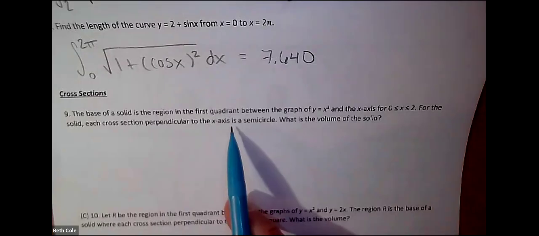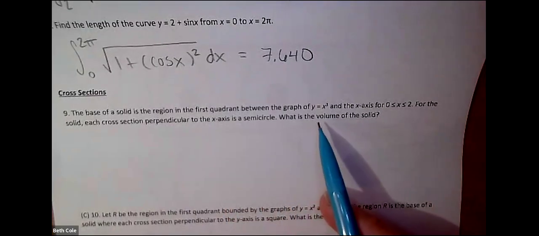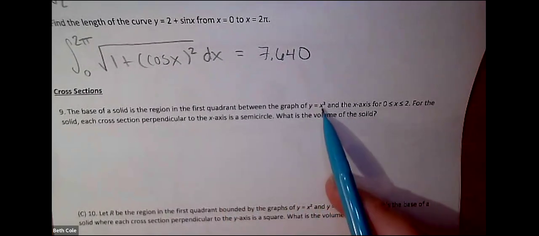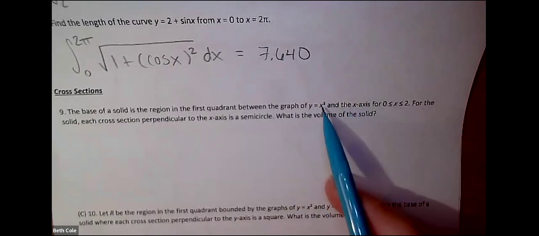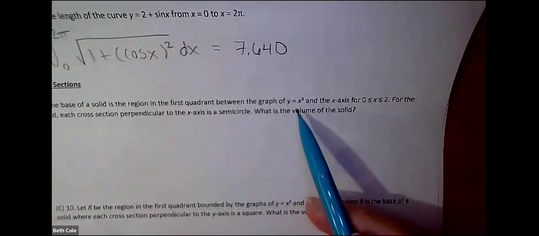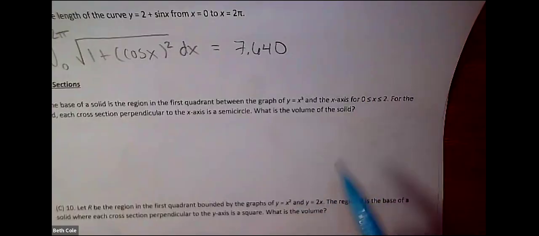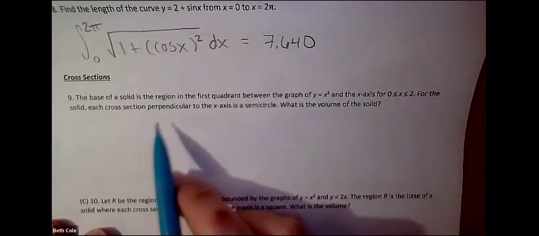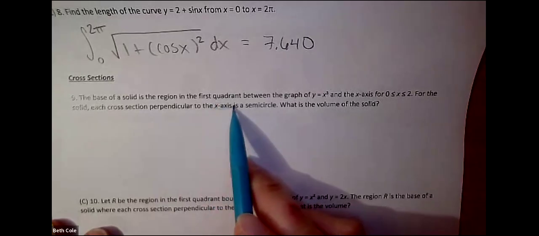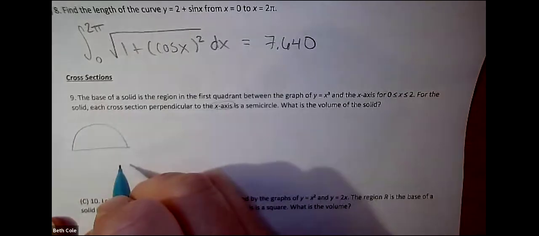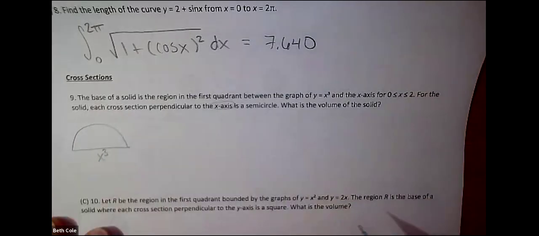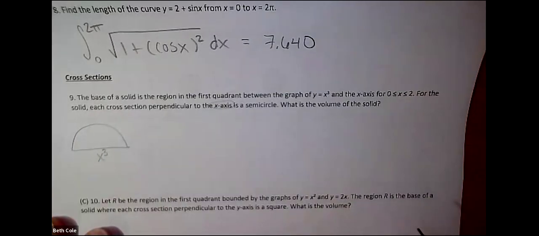All right, on to cross sections. Base of a solid in the first quadrant between the graph of x cubed and the x-axis. So I know x cubed is the upper graph and the x-axis is the lower graph. You can graph it if you want to, like just do a quick sketch. But I know that that's like the wiggly graph, and then I've got the x-axis. From 0 to 2, perpendicular to the x-axis, so it's going to be dx, and we have a semicircle. So I know the base of this is going to be x cubed minus 0, so just x cubed.